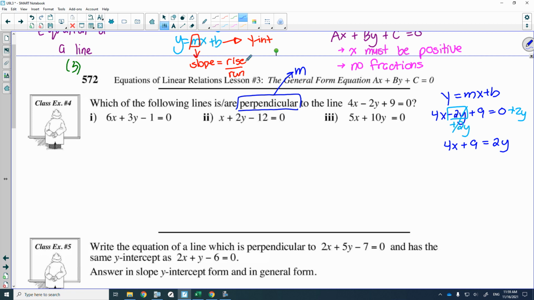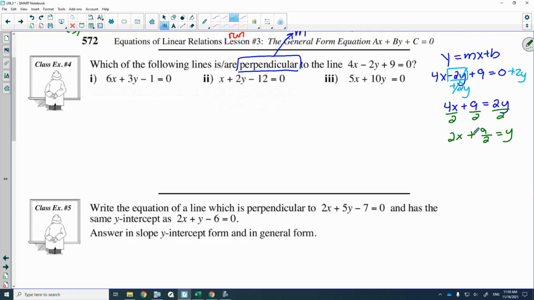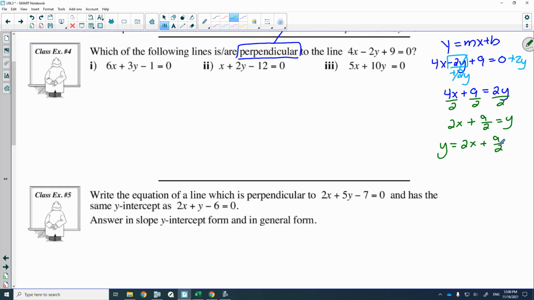I'm really close to having y isolated, but there's a 2 in front of it that I need to get rid of. So I'm going to divide that side by 2 and every term on the other side by 2. I would then have 2x plus 9 over 2, which is 4.5, is equal to y. I am now in y is equal to mx plus b. Most students will rewrite this to have the y first. So y is equal to 2x plus 9 over 2. Slope is 2. The y-intercept is 9 over 2, which is 4.5.